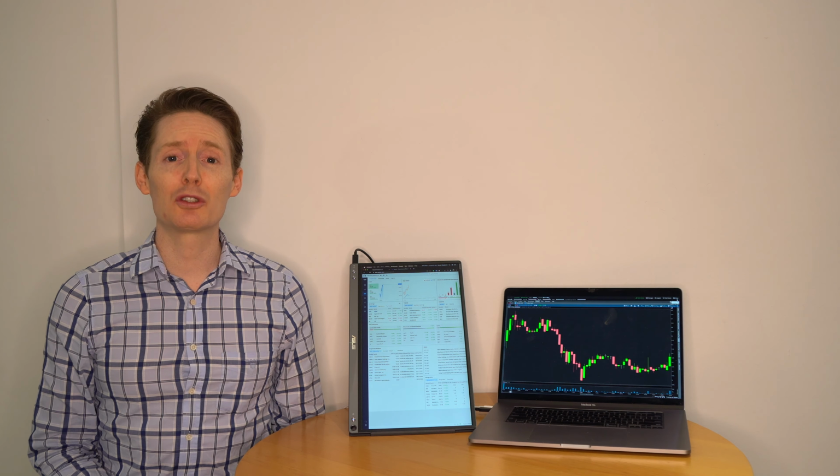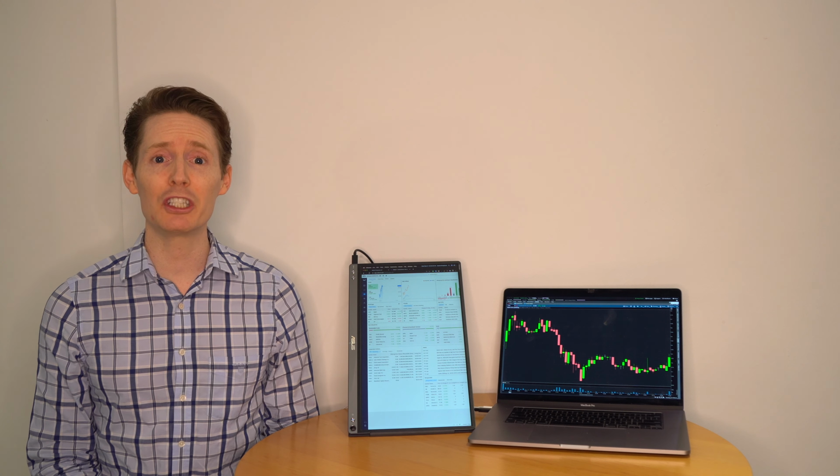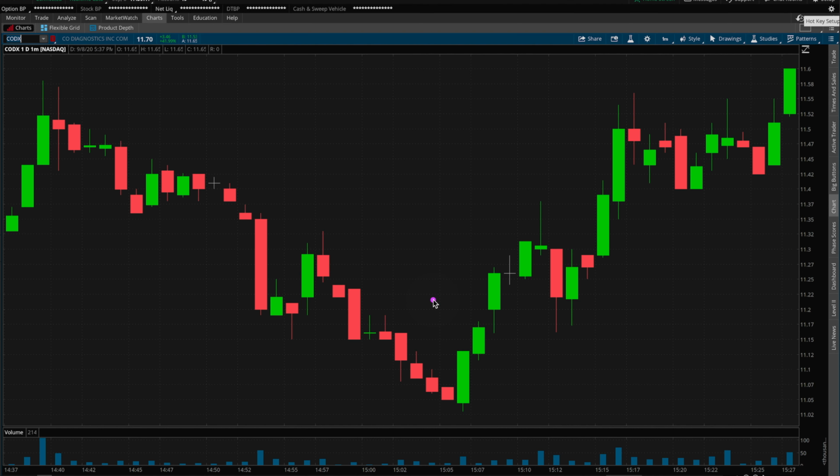Okay, so let's head over to the computer now and start with the bullish engulfing pattern. Basically, a bullish engulfing pattern looks like this, and it is comprised of two candles on a price chart. A red candle here that is engulfed by a green candle here.